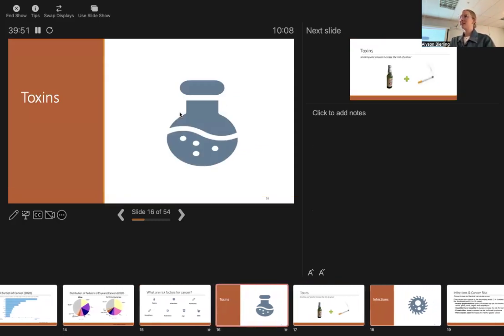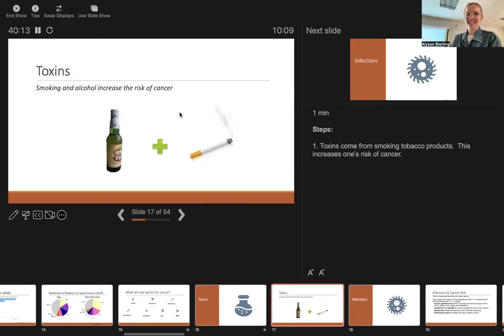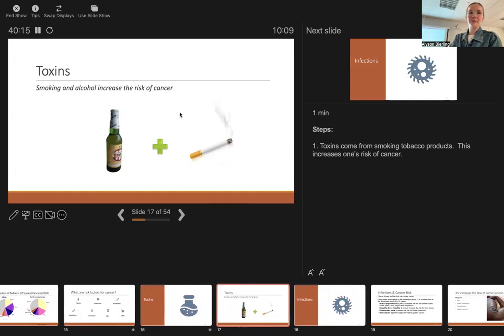So toxins, so you mentioned chemicals. Can anyone think of any other toxins that might contribute to cancer? It's something on the weekend that most of us might consume, maybe some of us. Alcohol. Anything else? Smoking. Good. Yes. All right. So those are the top two toxins that contribute to cancer risk, smoking and alcohol.